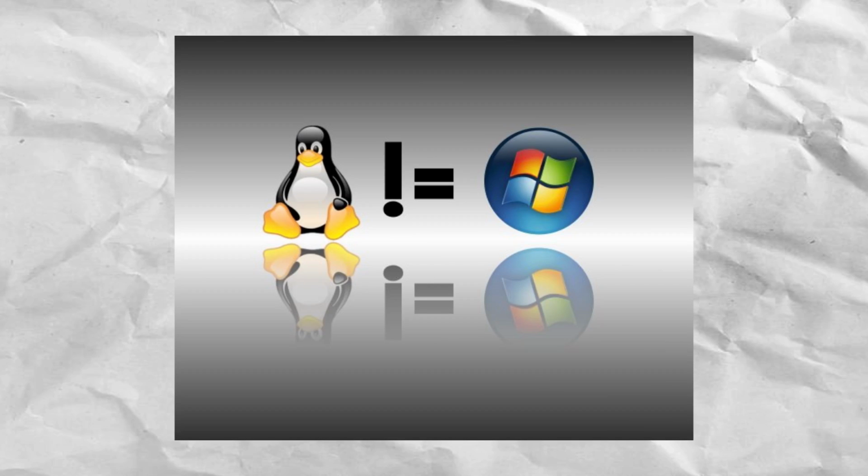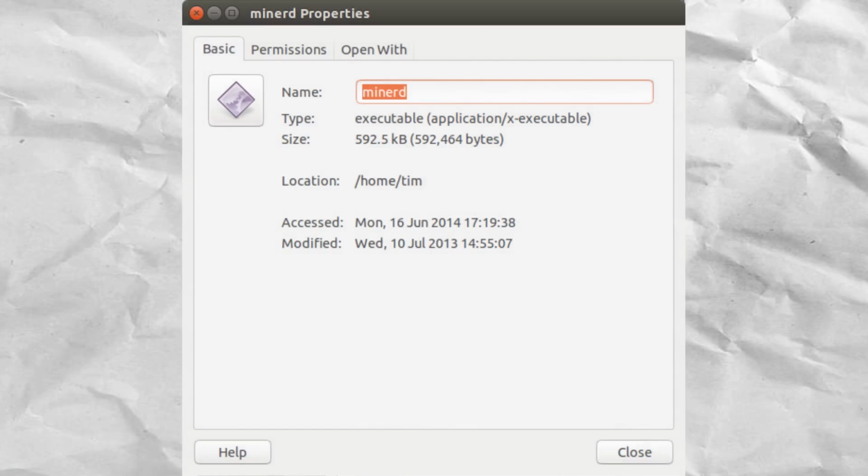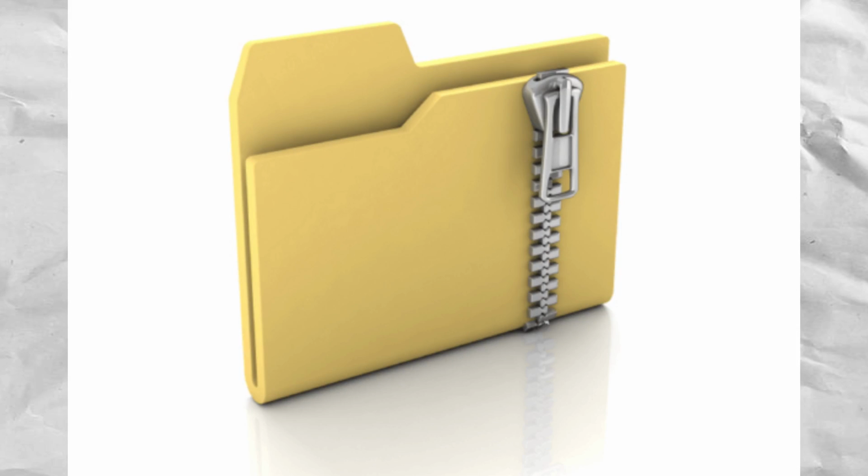This is something that needs to be shouted to the high heavens. Linux is not Windows. Linux in all its glory does not work the same as Windows. The file structure and where things are stored are completely different. You're not opening exe files if you're not using Wine, you're running AppImages or simply Linux executables. You're unzipping tar.gz files and not zip files usually, although you can.